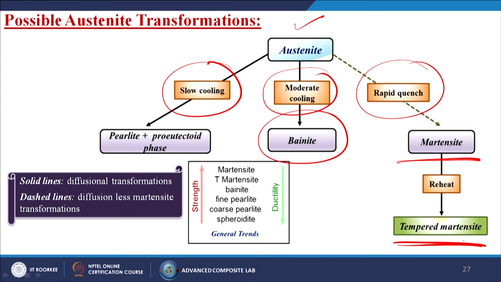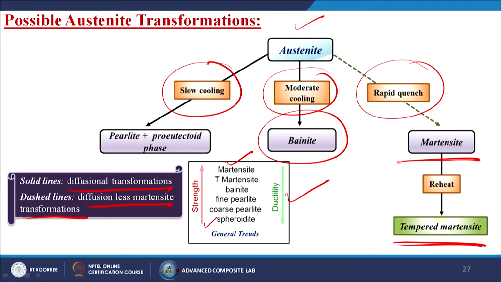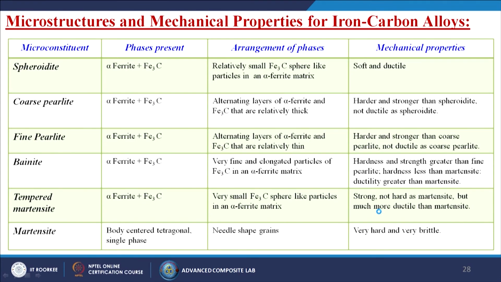The solid lines are known as the diffusional transformations, and the dashed lines are known as the diffusionless martensite transformations. If we talk about strength, strength is maximum for the martensite and very low for the spheroidite, and of course it is the opposite for ductility. For martensite the ductility is very low, and for spheroidite the ductility is maximum. Now, microstructure and mechanical properties for iron carbon alloys. This is an overall comparison table.